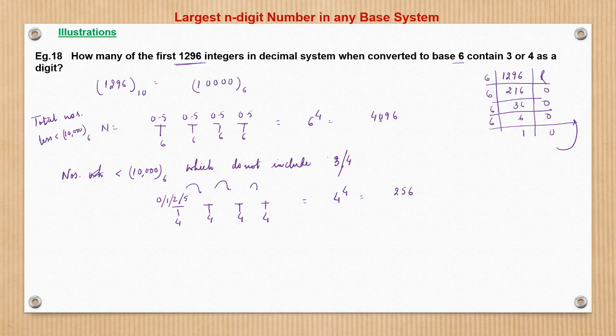Right, this is 36 square. Now I think there's some error here. It will be 1096. So now the required cases would be total numbers less than 10,000 minus total numbers less than 10,000 which do not include 3 and 4, gives total numbers less than 10,000 which include at least 3 or 4 as a digit. So that becomes 1096 minus 256.